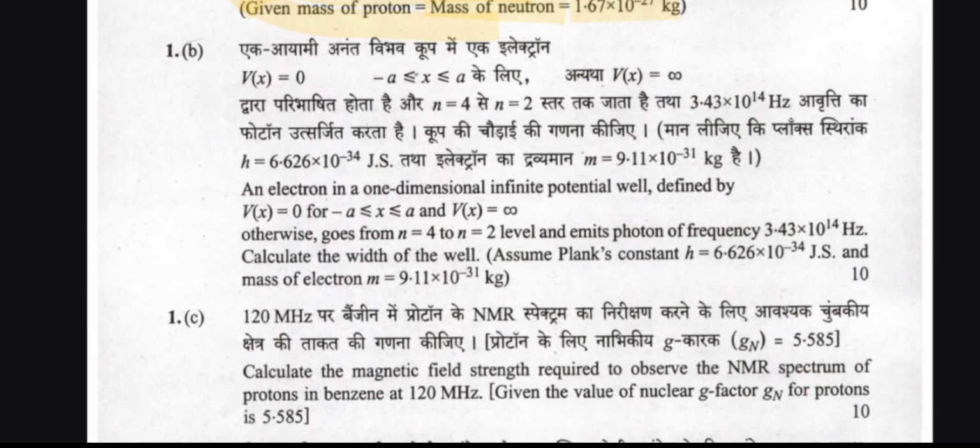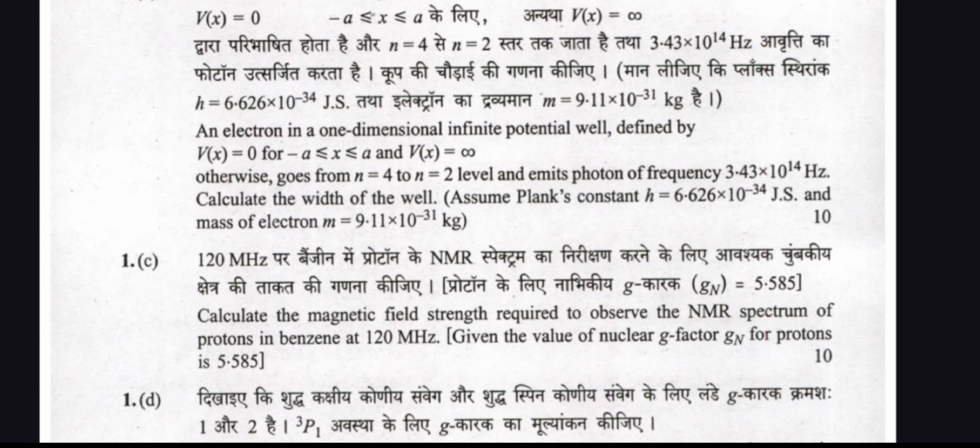And question number B is here. An electron is in a one-dimensional infinite potential well defined by V(x) equal to 0 for minus a less than x less than a, and V(x) equal to infinity otherwise. It goes from n equal to 4 to n equal to 2 level and emits photons of frequency 3.43 into 10 to the power 14 hertz. Calculate the width of the well. Assume the Planck constant h equal to 6.626 into 10 to the power minus 34 joule second and mass of the electron m equal to 9.11 into 10 to the power minus 31 kg.